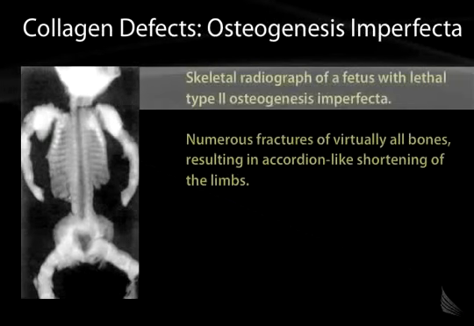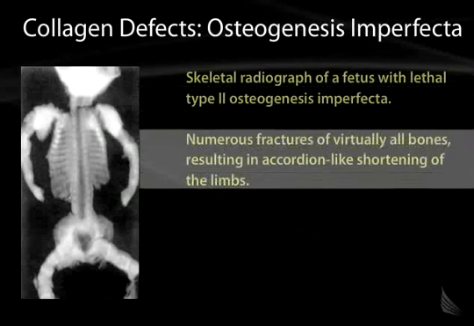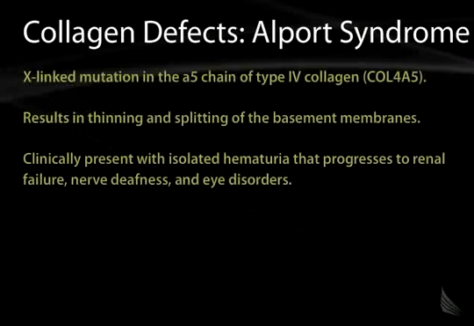Here's a picture of what a baby with osteogenesis imperfecta looks like. You can see that there are numerous fractures and osteopenia, and they get accordion-like shortening of the limbs, as you can see, especially in the femur and in the arm bones here. Another collagen defect is Alport syndrome.